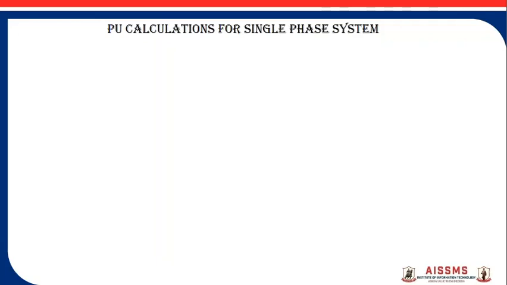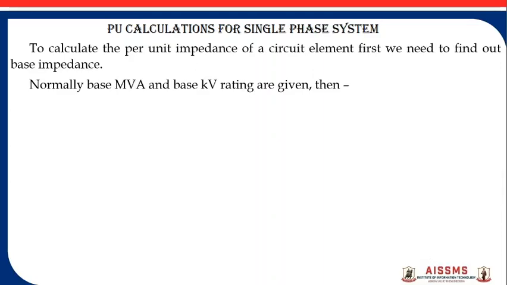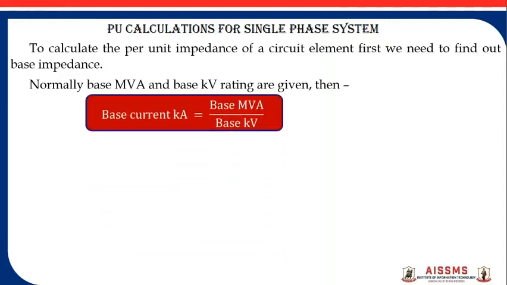So let us see the per unit calculation of a single phase system. To calculate the per unit impedance of a circuit element, first we need to find out the base impedance. Generally in a power system, base MVA and base kV ratings are given. Then base current in kiloamperes can be calculated as base MVA divided by base kV.